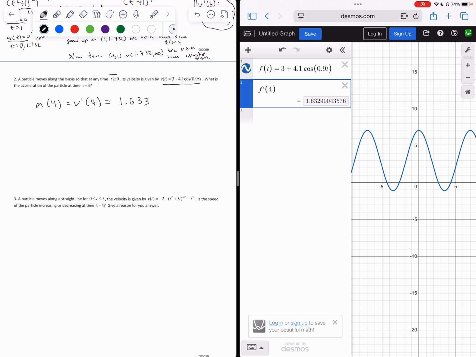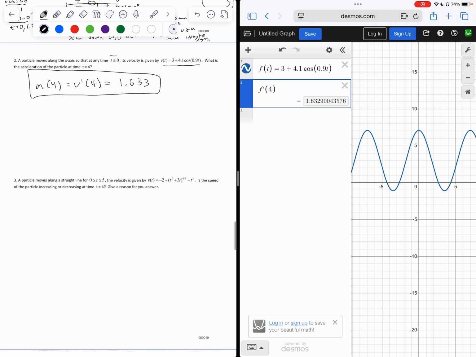So this becomes just 1.633. Now, if you notice, we have all of the space down here. So you might be asking, with all that space, why is it such a short answer? Well, that's because not everybody necessarily has a calculator, so they have to take the derivative by hand. But in this case, we don't have to. So we can just use Desmos to get the answer, so we don't really need all that space.